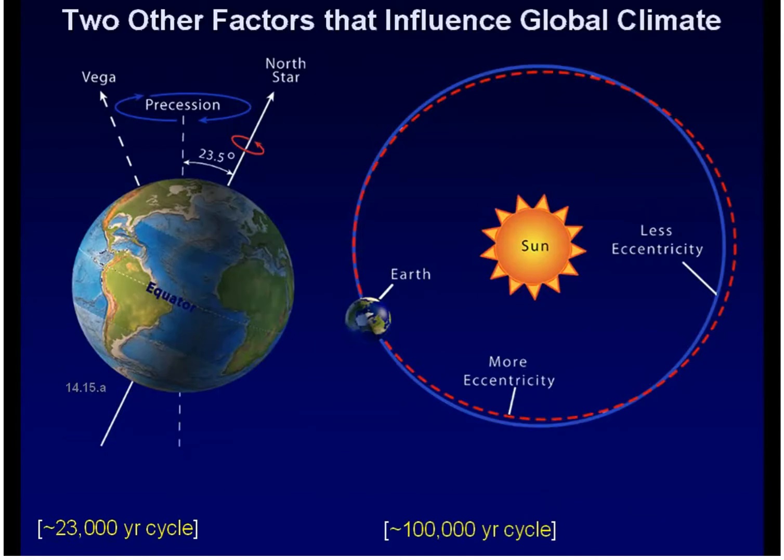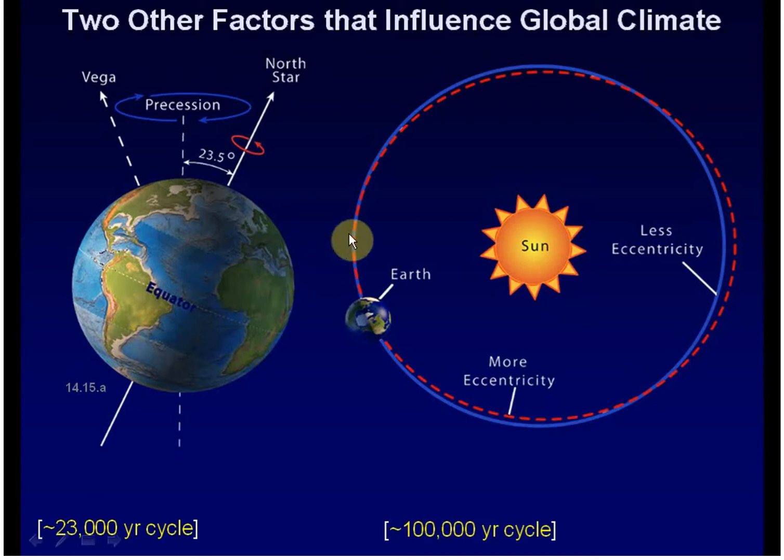So two further factors, again with a similar discussion of the relationship of the Earth to the Sun and solar heating. The first is how the Earth precesses. We see a wobble, a precession between the North Star and Vega, and this precession occurs over a 23,000 year cycle. So we've got another cycle imprinted on the 40,000 year cycle we've just discussed.